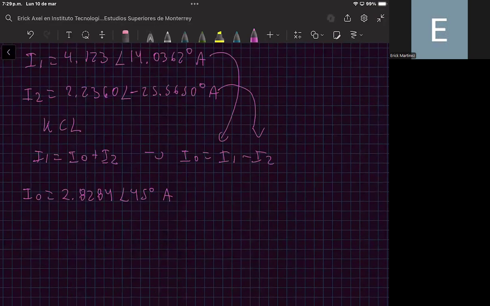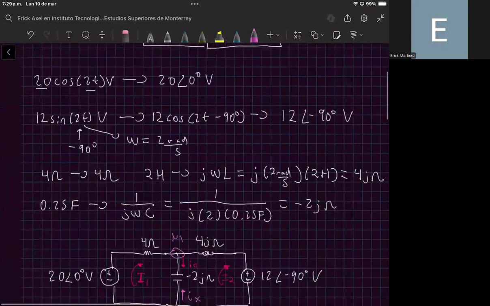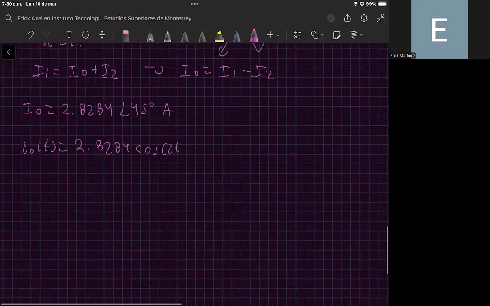As a final step, I would like to express this current I sub 0 in the time domain. So we can say that I sub 0 in the time domain is equal to 2.8284 times the cosine. Remember, the frequency of the circuit is 2 radians per second, so cosine of 2t plus 45 degrees, and these are amperes, okay?